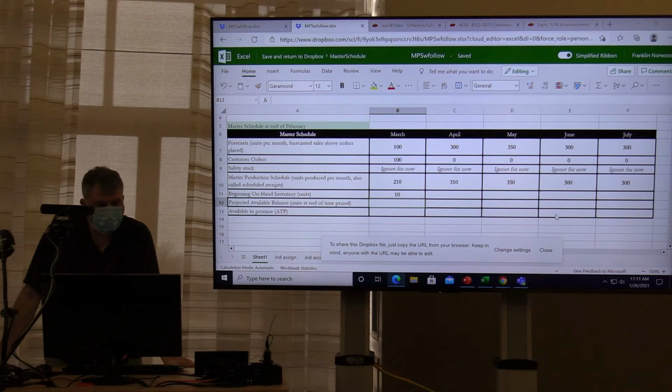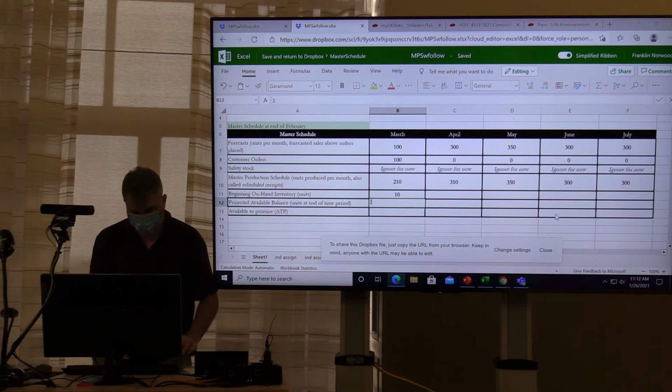Stevie Ray. $10 plus 210, 220, right? And somebody's ordered 100, and we think we're going to sell 100 more. So we'll have 220. We're planning on selling 200. That's going to leave us with 20.